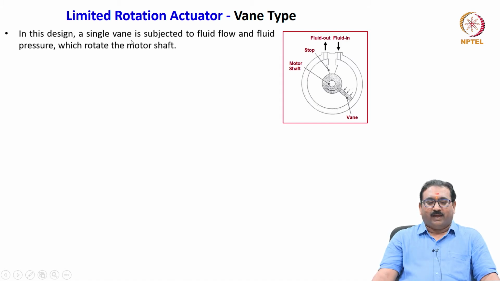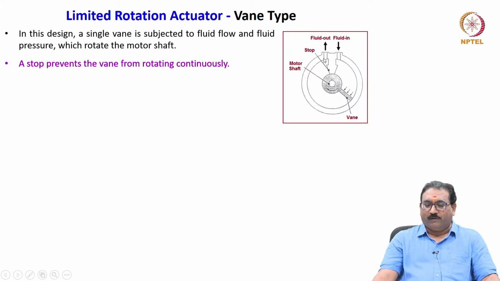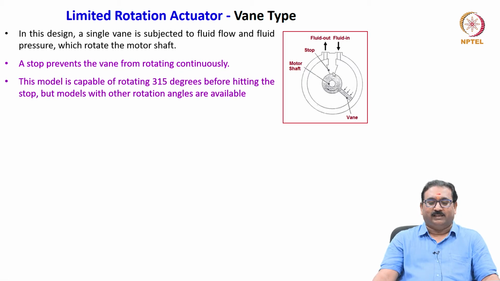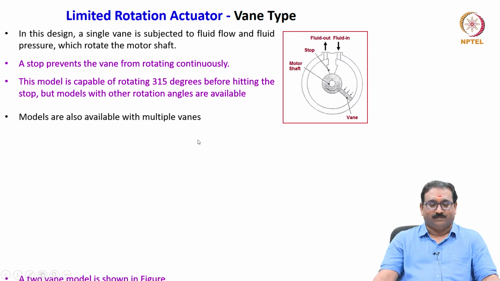In this design, a single vane is subjected to fluid flow and fluid pressure, which rotates the shaft. A stop prevents the vane from rotating continuously. This model is capable of rotating 315 degrees before hitting the stop, but models with higher rotation angles are also available in the market. Models are also available with multiple vanes, not only single vanes.